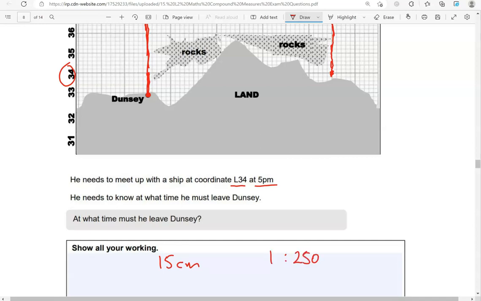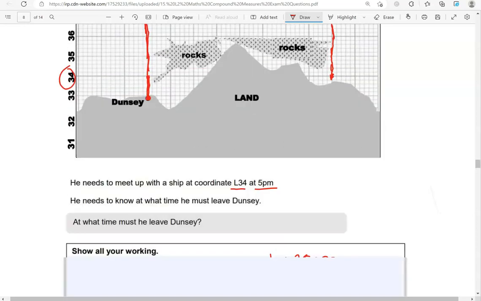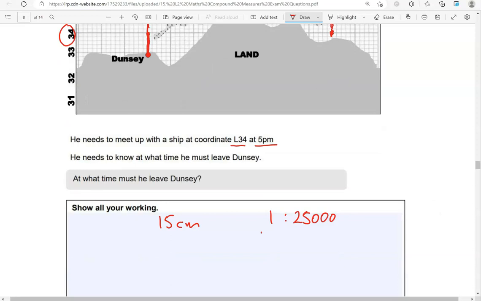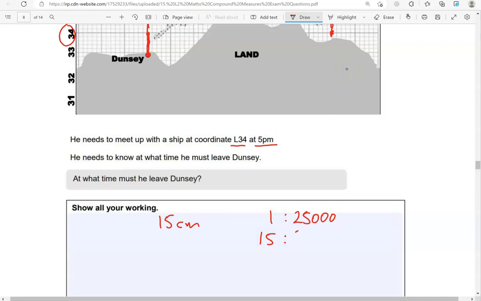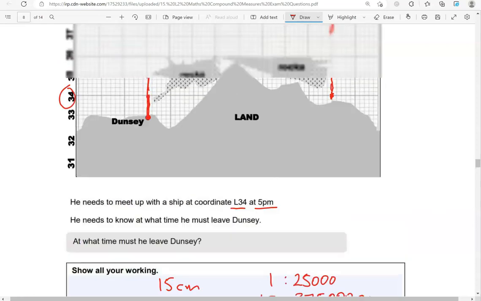And we have a scale of 1 to 25,000. So we're going to multiply 15 by 25,000 to work out the number of centimeters in reality, which is 375,000 centimeters.